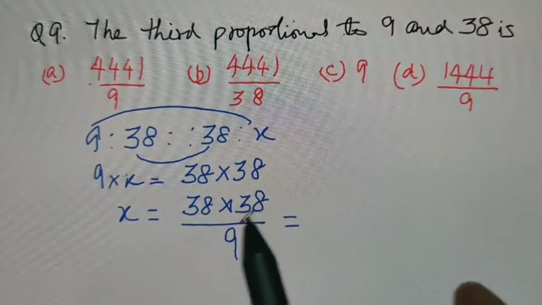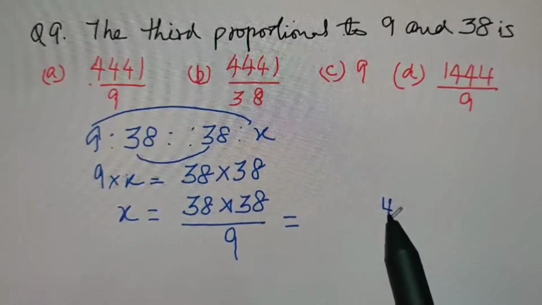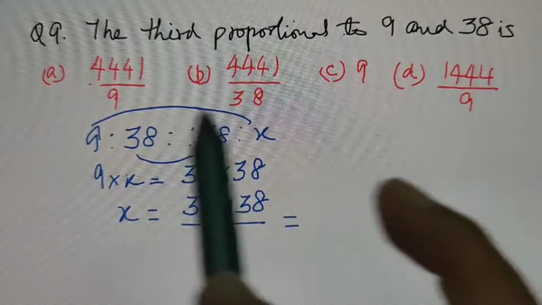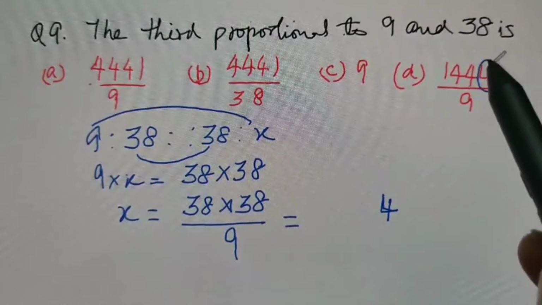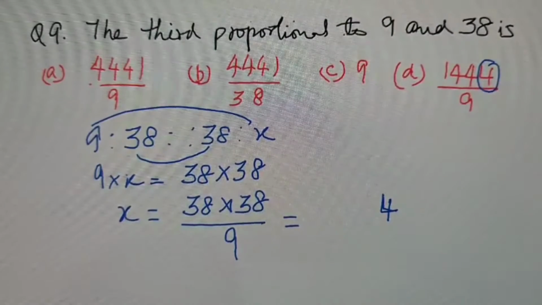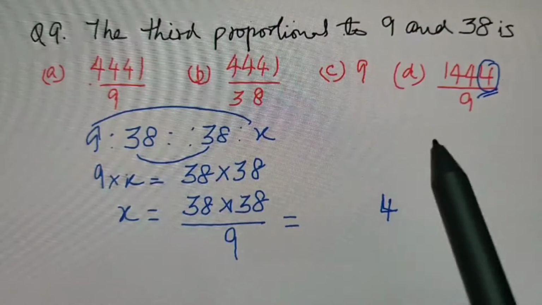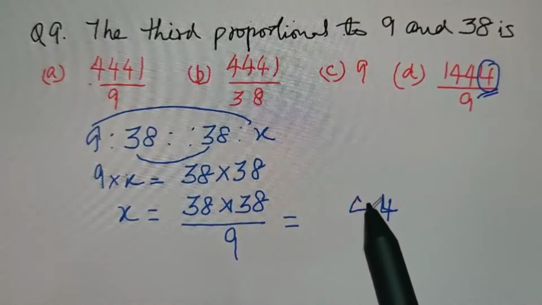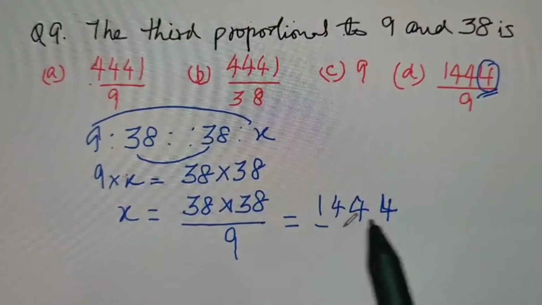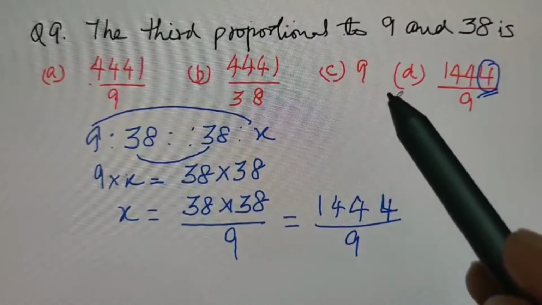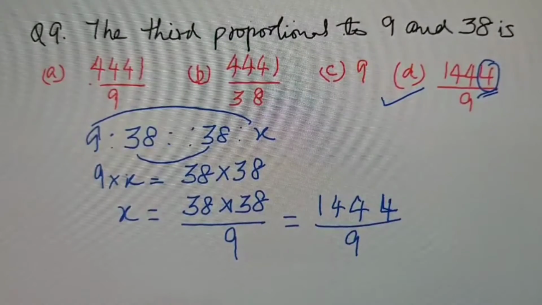So 8 8s is 64. So the unit digit is going to be 4. And here we have only this option D, which has unit digit 4. So the answer is obviously going to be this. So option D is the right answer.